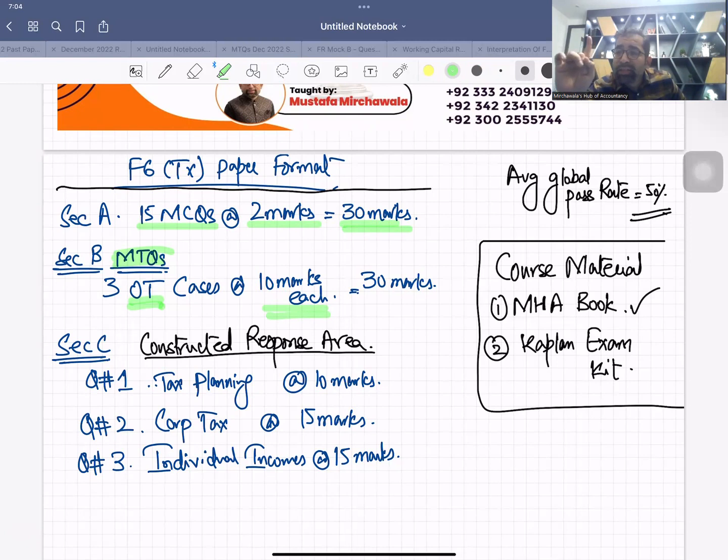And what is one OT case? In one OT case, you will have 5 MCQs or 5 blanks at the rate of 2 marks each. So automatically 10 multiplied by 3, this is the 30 marks weightage.